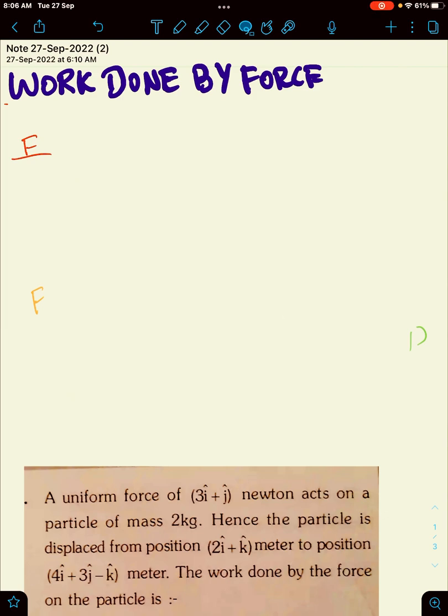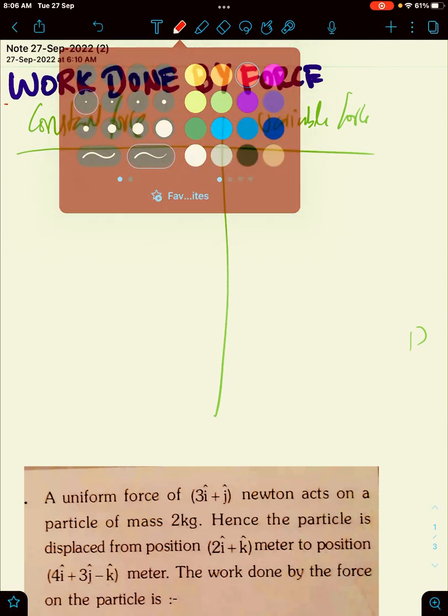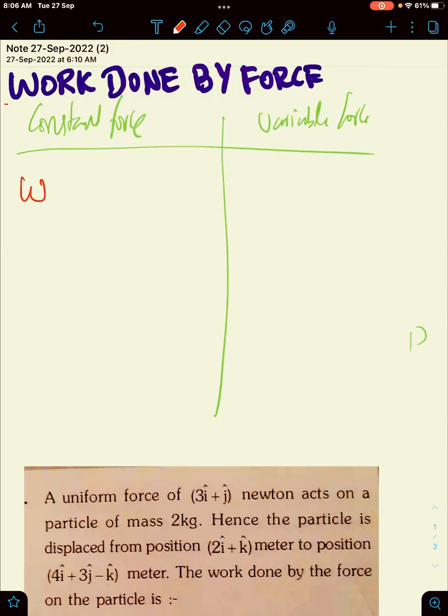Let's have first a case of a constant force. The left hand side is for constant force and the right hand side is for variable force. I'll be giving you the direct formula, and how to use it I'll be telling you later. For constant force, the work done is equal to the dot product of force and displacement. We have to take the scalar product of force, which is a vector, and displacement, which is also a vector. Displacement is actually the shortest distance between the initial and final point. This is going to be easy scalar multiplication.